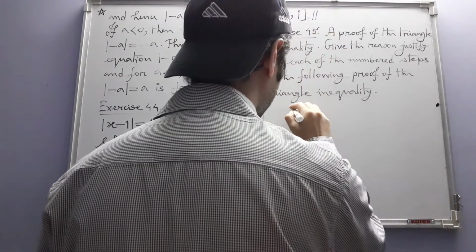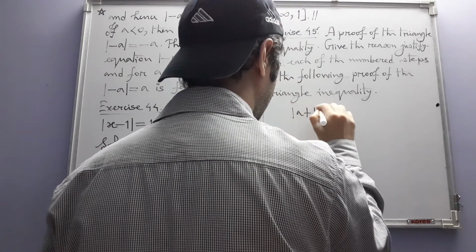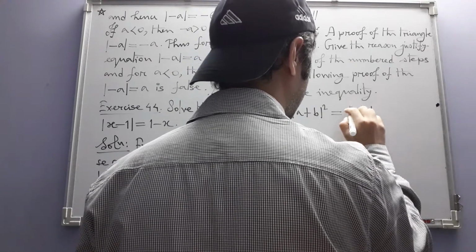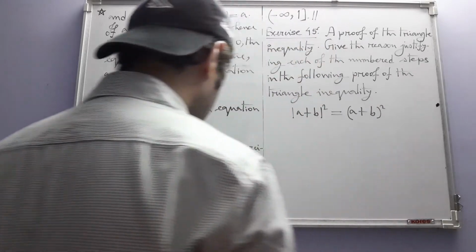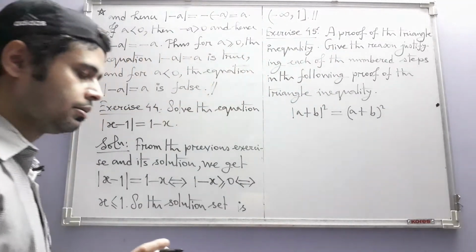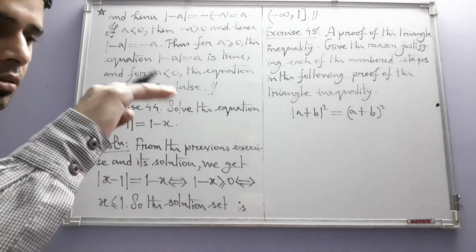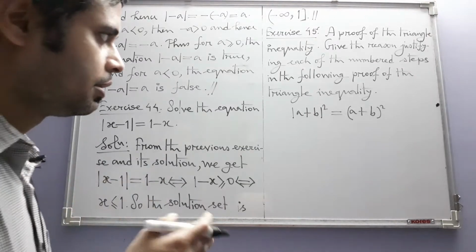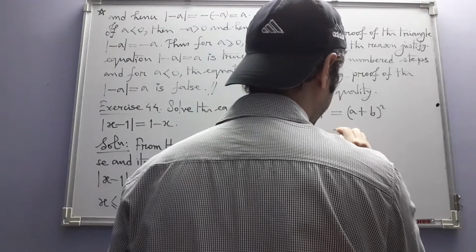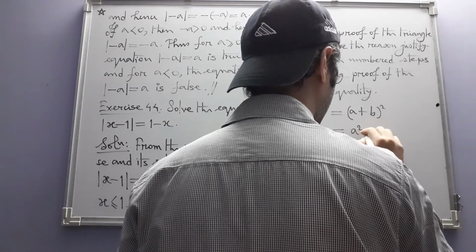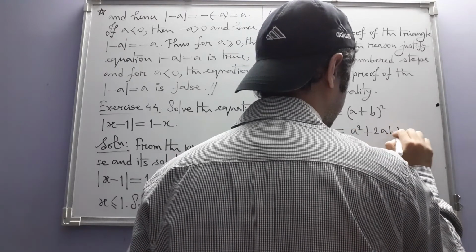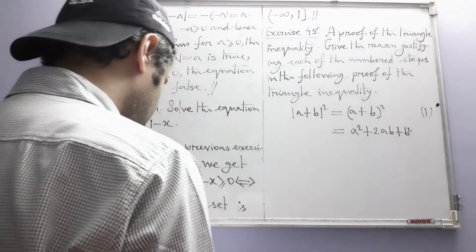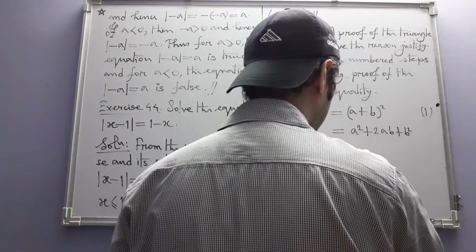Okay, so here are the steps. This is equal to a plus b whole square. Recall that the triangle inequality is the last property in the list of rules for inequality that we saw in the beginning itself. a square plus 2ab plus b square. So this is the first step, first numbered step which we need to justify.